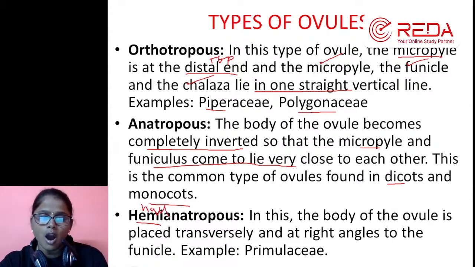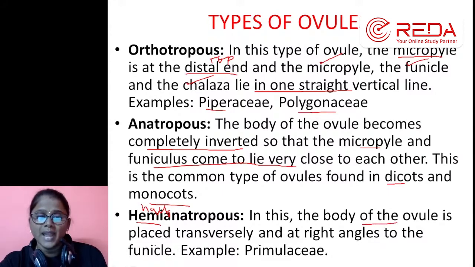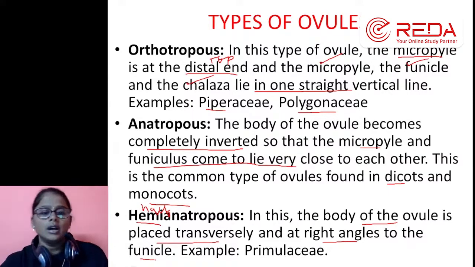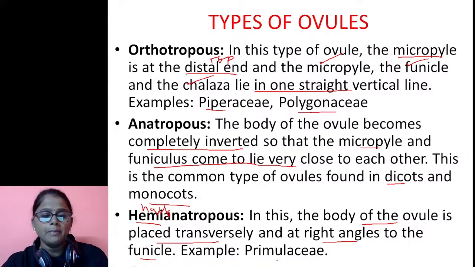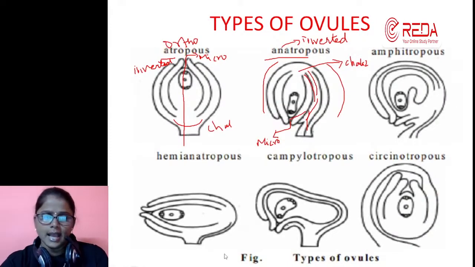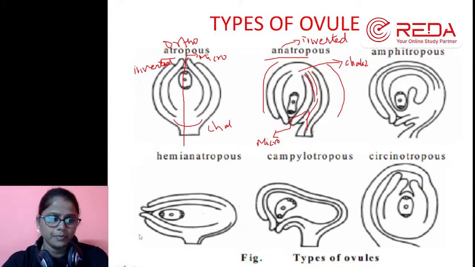So in half anatropous, the body of the ovule is placed transversely at a right angle to the funicle. So perpendicular, at the right angle, they will be. The example for this type of hemianatropous is the Primulaceae. Okay, we will see. So this is hemianatropous.